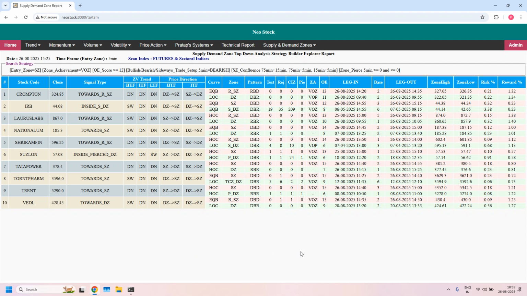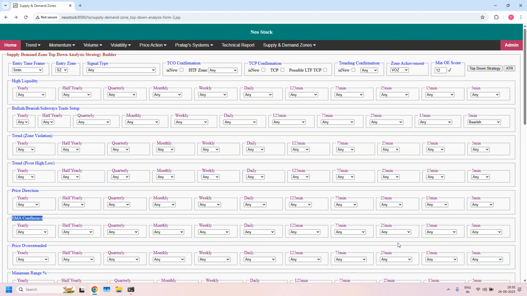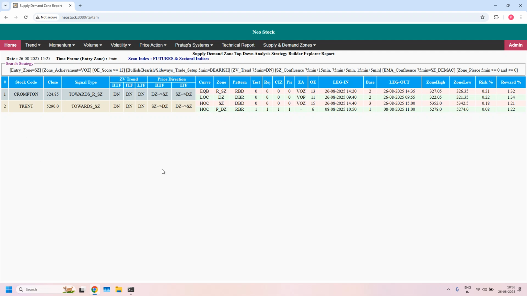we got 10 stocks. In all the 10 stocks, these 5-minute supply zones are overlapped with 15 minutes supply zone. Again, both together overlapped with 75 minutes supply zone. And the 75 minutes trend is down in 1, 2, 3, 4, 5 stocks. Out of 10, these 5 stocks, let us further verify based on 75 minute supply zone having daily EMA confluence, and also the trend on the 75 minutes should not be sideways. It should be downtrend because it is a bearish trade setup. So 2 stocks are filtered.